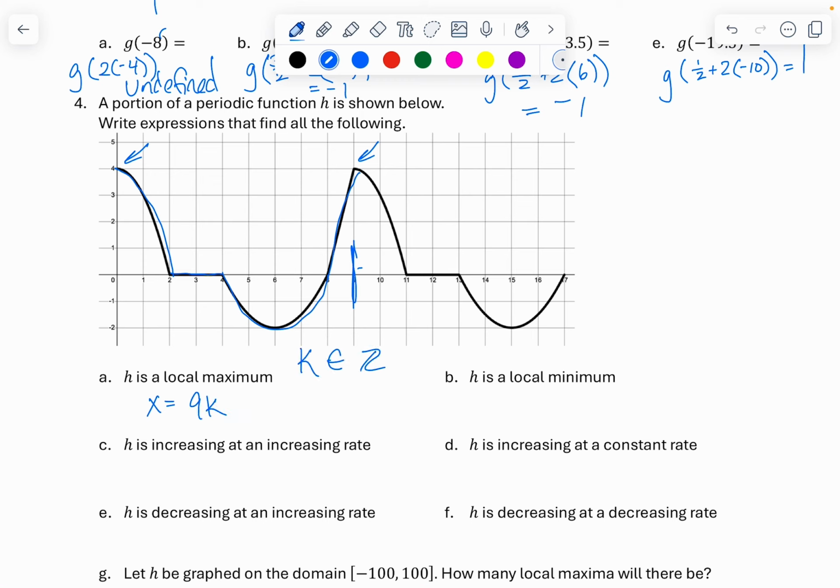Okay, so a local minimum. I see a local minimum here at 6. Then the next one will happen 9 units later, and then there will be another one 9 units after that, etc. And so we have x is equal to 6 plus 9k.